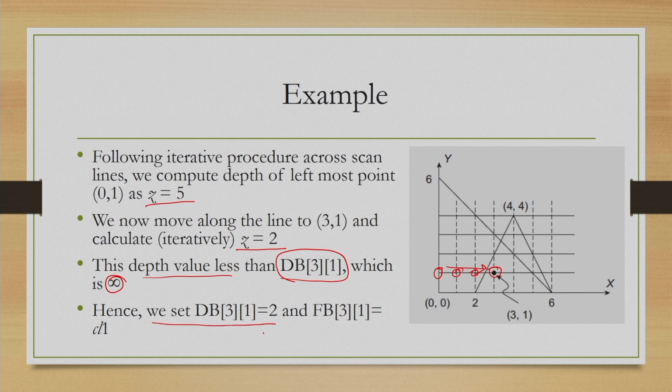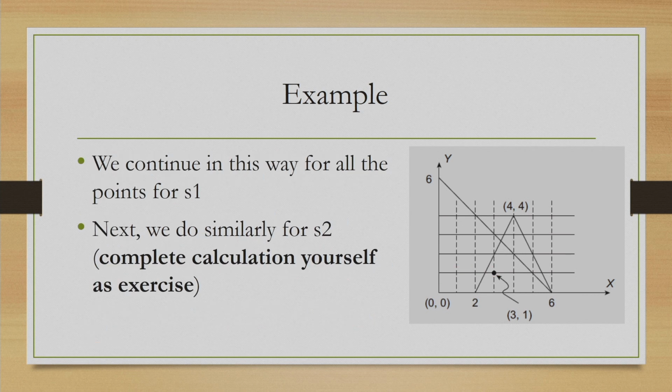So, we set this value at the corresponding depth buffer location and then reset the frame buffer value from background to the color of surface 1. Then our processing continues for all points, but those are of not much relevance here because we are concerned only with this point. So, we will skip those processing.